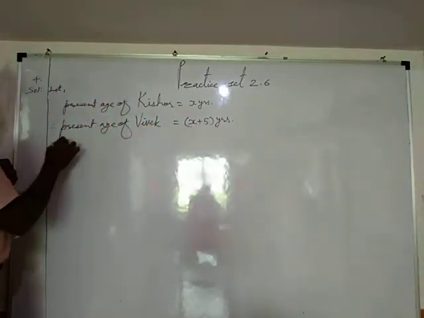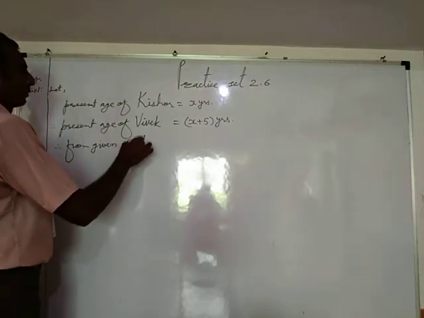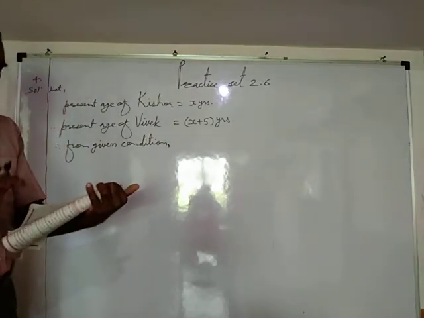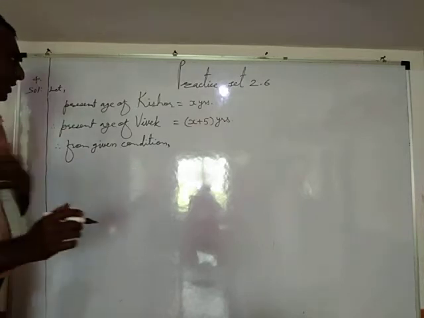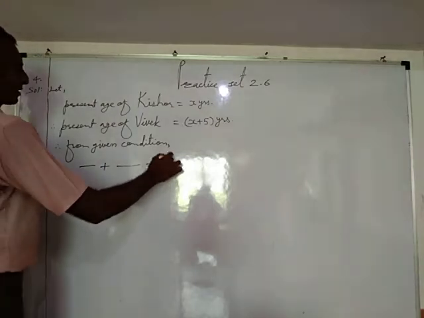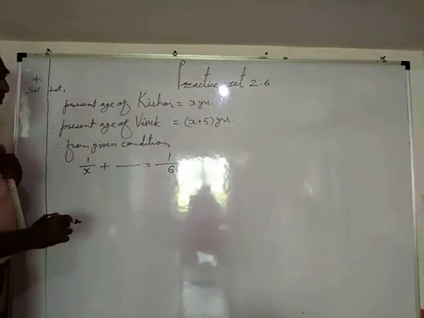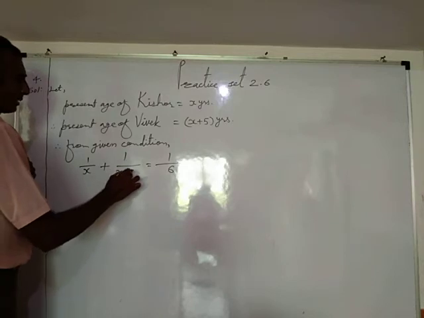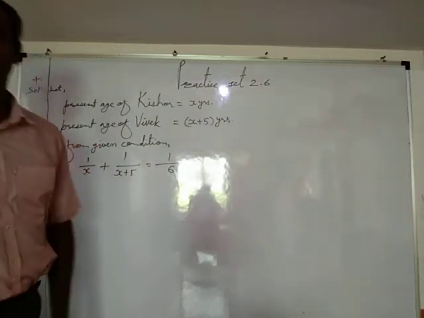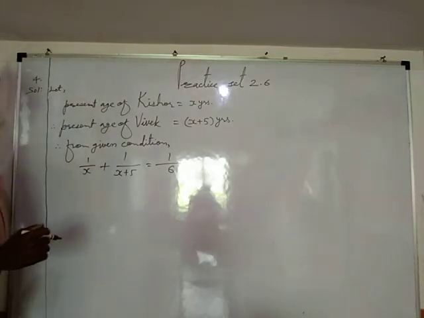And therefore, from the given condition, what is the given condition? The sum of the reciprocals of their ages is 1 upon 6. The reciprocal of x is 1 upon x, and the reciprocal of x plus 5 is 1 upon x plus 5. And that's why 1 upon x plus 1 upon x plus 5 must equal 1 upon 6. Now let's simplify this equation to get the present age of Kishore and the present age of Vivek.